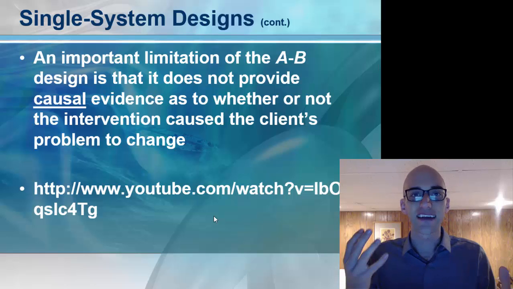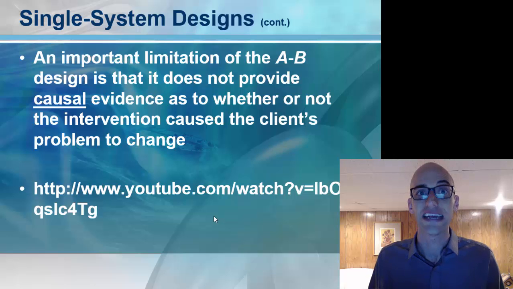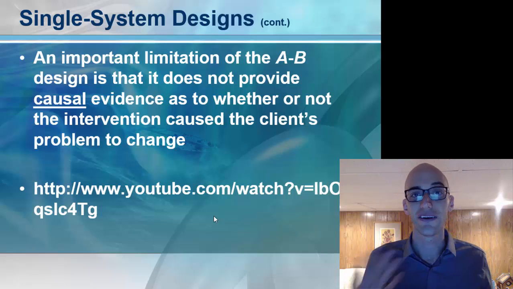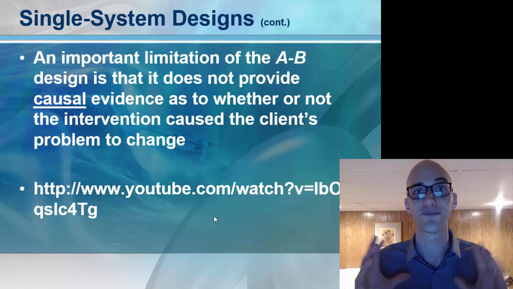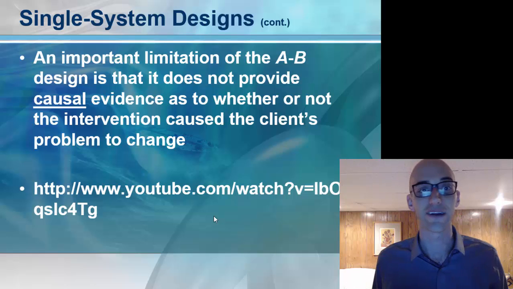So with the A-B designs, all that we can do is say that the intervention was associated with some type of change, but we can't necessarily say that it caused any change. I know that seems like a cop-out, but I would encourage you to look at this YouTube video to get an idea of the difference between correlation and causation, because that's Research 101 and something that you should be really familiar with.